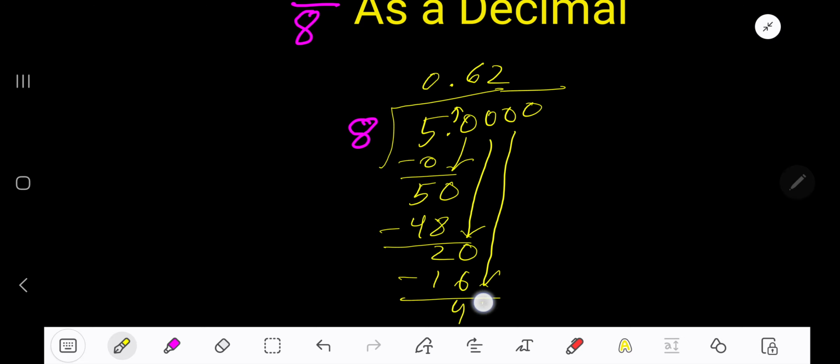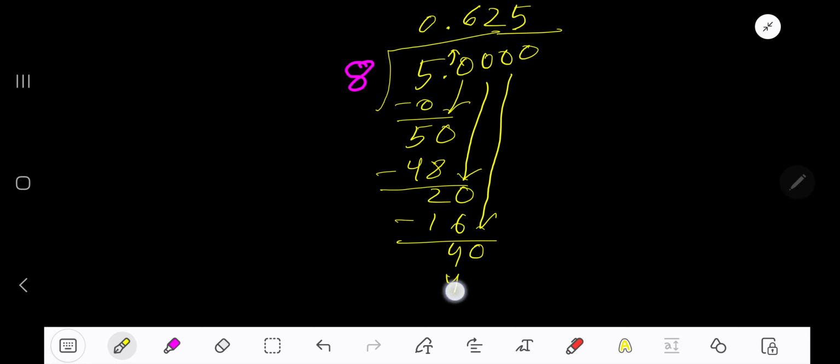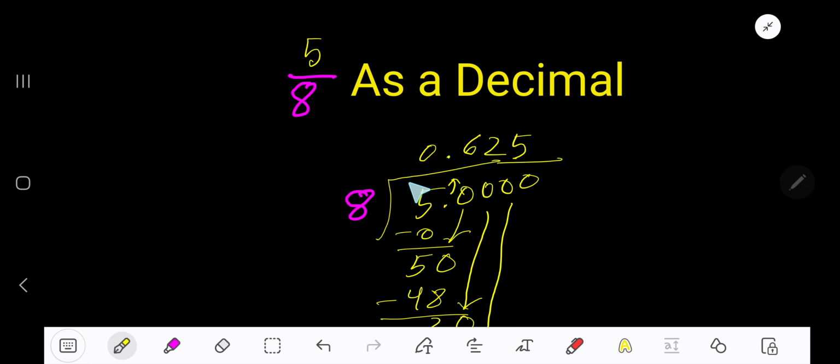Bring down another 0. 8 goes into 40 how many times? 5 times. 5 times 8 gives us 40. Subtract, we are getting 0. So as our remainder is 0, we are done. So our answer is 0.625. 5 over 8 as a decimal is 0.625.